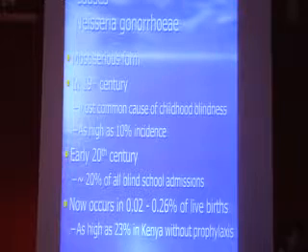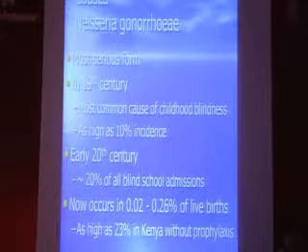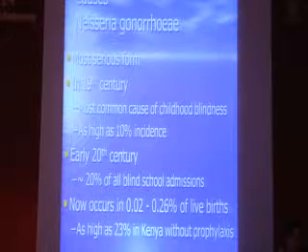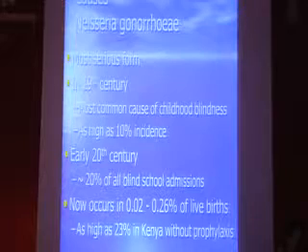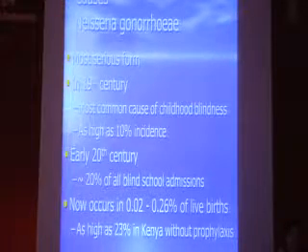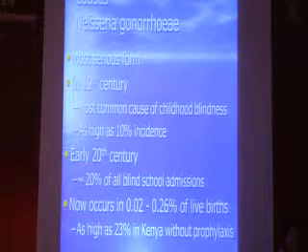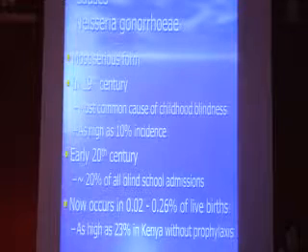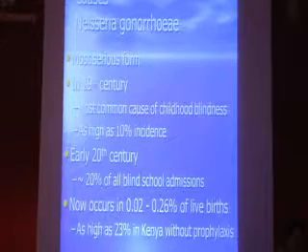In many places, such as well documented in Germany and Denmark, it was as high as 10% of all babies who developed gonorrheal conjunctivitis. In the early 20th century, in many countries, it was documented to cause 20% of all children in schools for the blind. Now it is much less, but still, without prophylaxis, the incidence is as high as 23% in Kenya and other places.